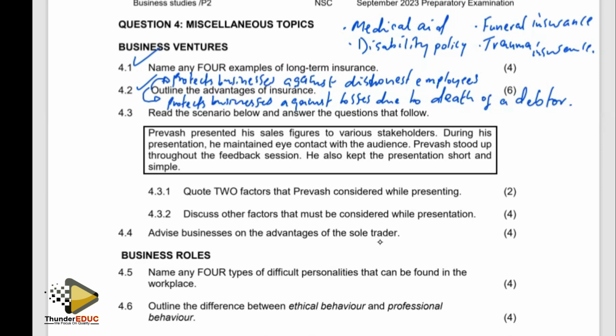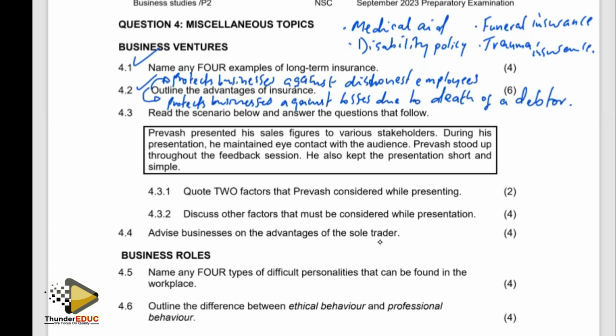Read the scenario below and answer the questions that follow. Privesh presented his sales figures to various stakeholders during his presentation. He maintained eye contact with the audience. Privesh stood up throughout the feedback session. He also kept the presentation short and simple. So now 4.3.1: quote 2 vectors that Privesh considered while presenting.